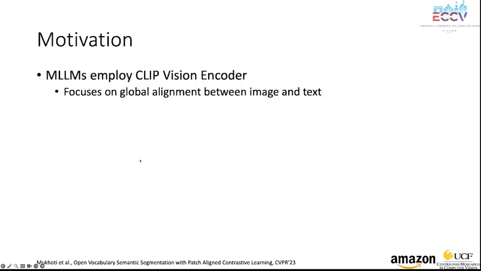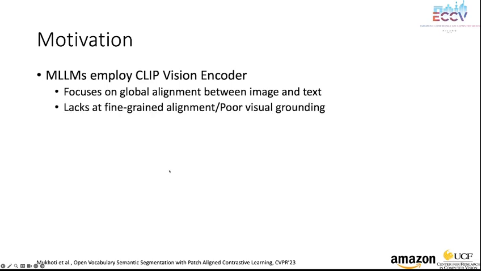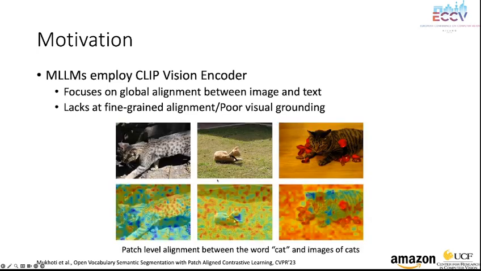Now let's briefly look into the motivation for our approach. Typically, MLLMs employ CLIP-ViT encoder as the visual backbone. However, CLIP focuses on global alignment between image and text, while it lacks fine-grained alignment or has poor visual grounding, as shown in the example below from the CVPR 2023 paper, where they show the patch level alignment between the text and the image patches is not very accurate, leading to poor visual grounding.